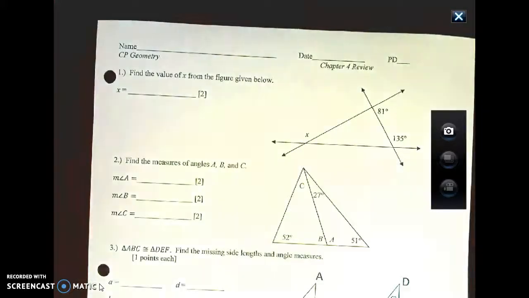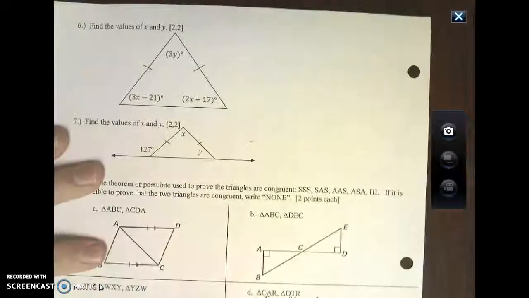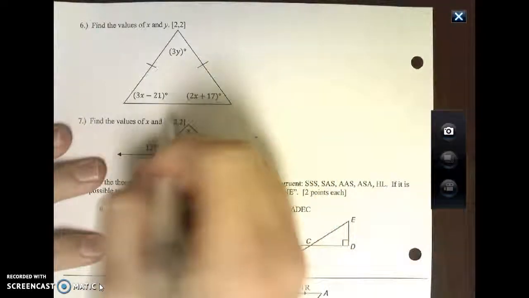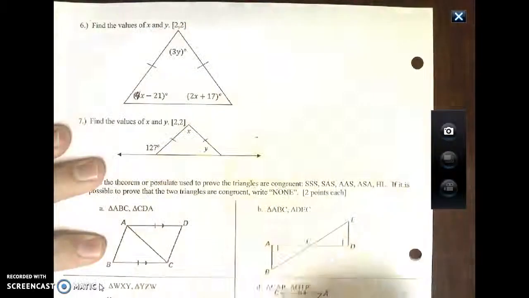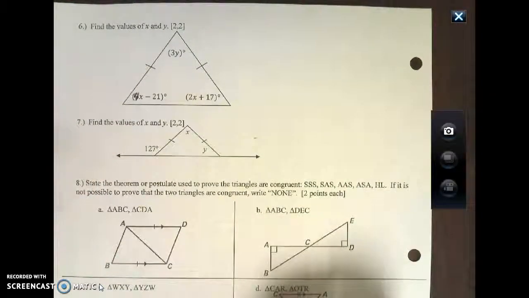Okay, so we're on the back page here. One thing, if I did not mention this in class, which I should have, please change this 3x minus 17 or minus 21 to a 4x. You'll see why in just a few minutes. Find the values of x and y.